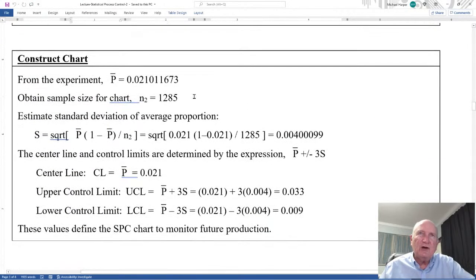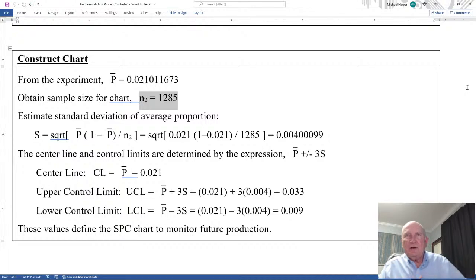But when we come to the chart, sometimes the sample size for the chart is a production requirement. That's how many we're going to measure. That's how many we can measure. That's how many we want to measure. So there are two different approaches to this. One is your experimental sample size. The other is your production sample size. So let's say that we have 1285.